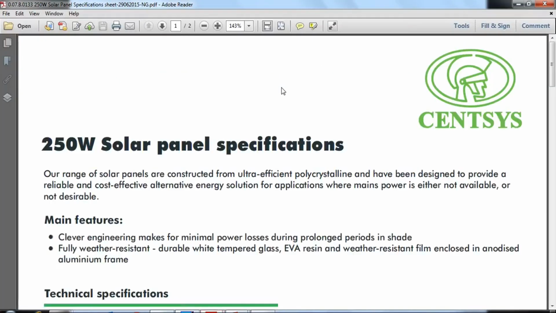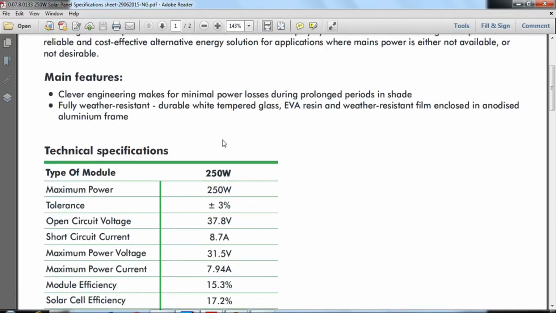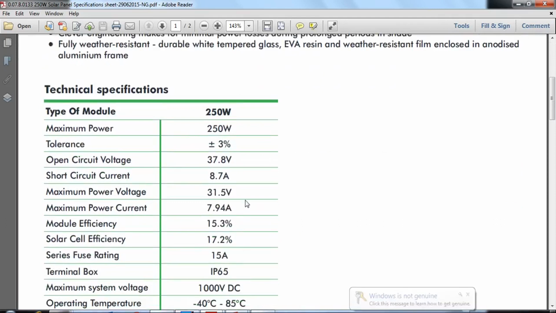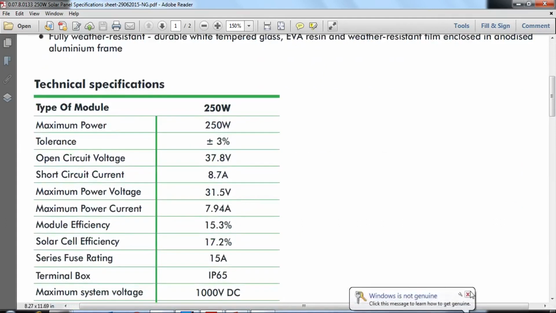I'll just talk about some data sheets of the specifications of the PV module. Talking about the technical parameters, it could be 250 watt. The tolerance band is plus or minus 3%. The open circuit voltage is 37.8. The short circuit current is 8.7 ampere. The maximum power voltage, that is VMPP, is 31.5. The maximum current is 7.94. The module efficiency is 15.3. Single cell efficiency is 17.2. The fuse rating is almost double compared to the short circuit current.